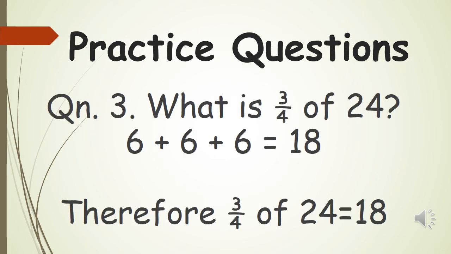Since 1/4 of 24 is 6, and we want 3/4, we are picking 3 of the 6s. So 6 plus 6 plus 6. We add 6 to 6, we get 12, and add 6 to 12, we get 18. Therefore, 3/4 of 24 is 18.